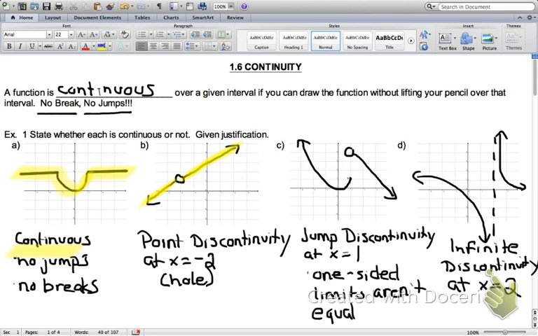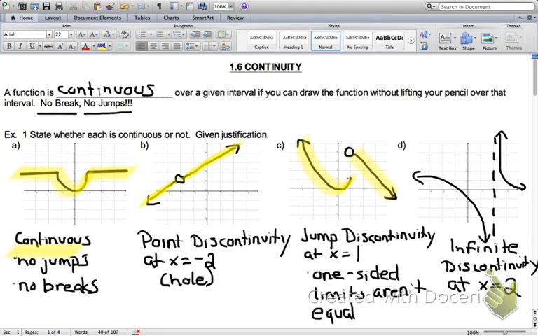In C, we have jump discontinuity at x equals -1. This shows that one-sided limits aren't equal. Again, I can draw my function, but when I get to -1, I have to stop and jump up to the top to continue my function.